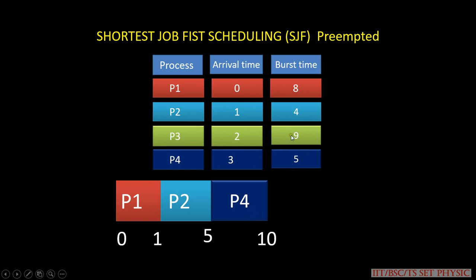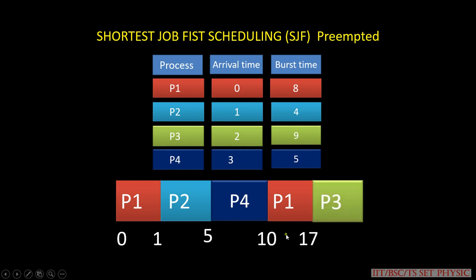Next, P2 is already completed, so compare P1 and P3. P1 already had 1 millisecond over, so its remaining time is 7 milliseconds, and P3 is 9 milliseconds. So P1 was started. P1 completes at 10 plus 7, that is 17 milliseconds. Then lastly P3 was started, and P3 completes at 17 plus 9, which is 26 milliseconds.